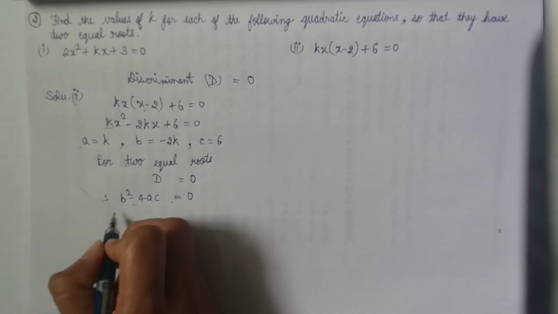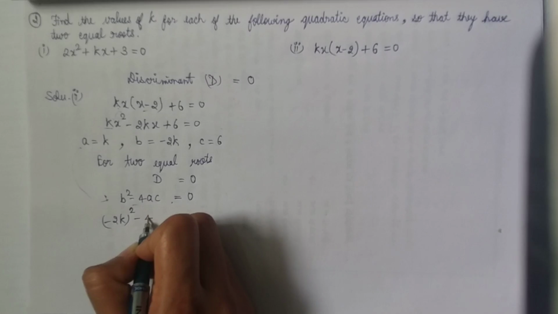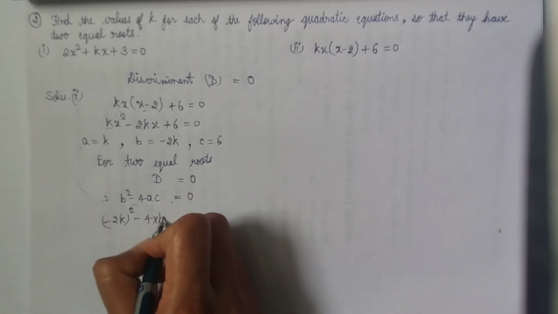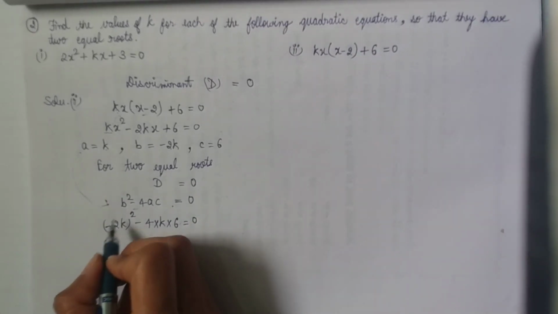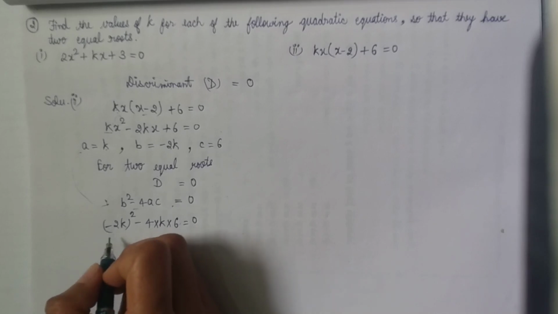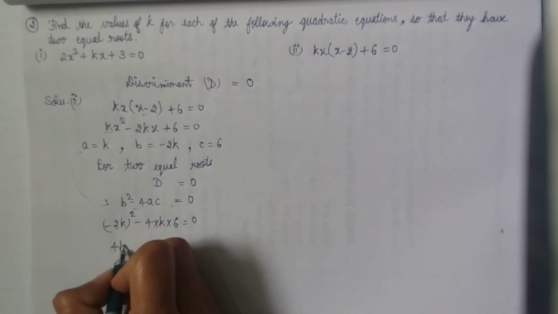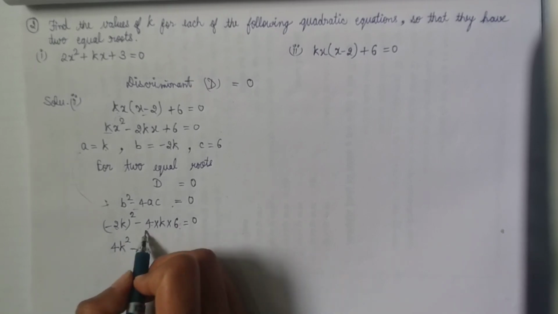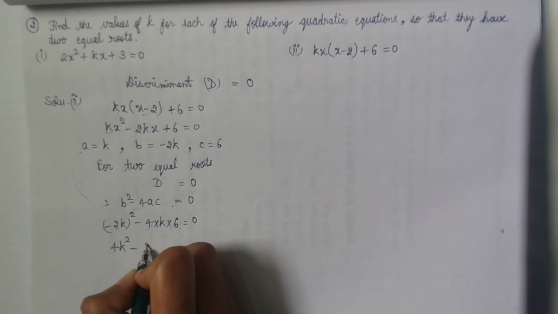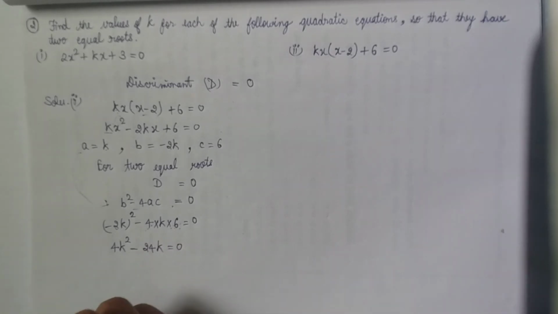So now we will put this. B square means (minus 2k) whole square, minus 4 into the value of a, which is k, into c, which is 6, is equal to 0, right? And minus 2k whole square, we all know that it will become positive, that's why we will neglect this sign. So (2k) whole square will be 4k square, minus 6 into 4 into k, which will be 24k, which will be equal to 0, right?